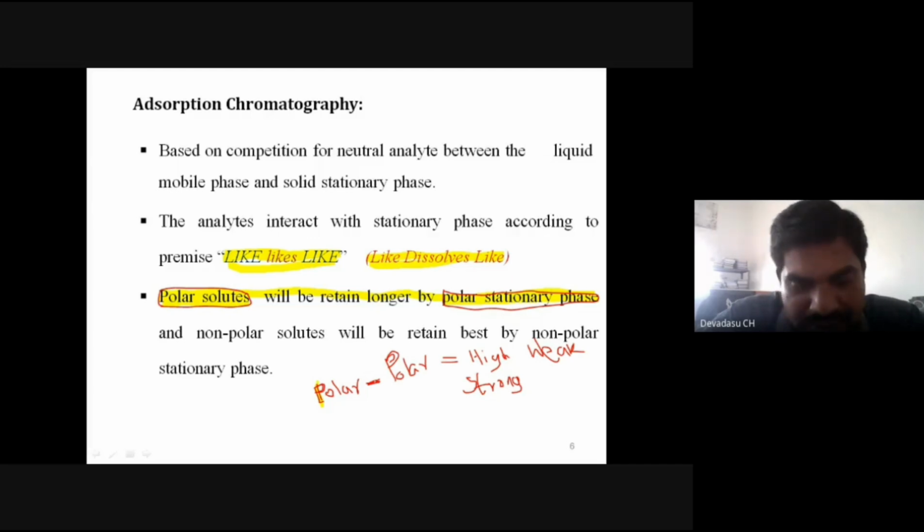Similarly, non-polar solutes will be best retained by non-polar stationary phase. Retain, here, is the meaning of retain: it will be held best by the polar stationary phase.